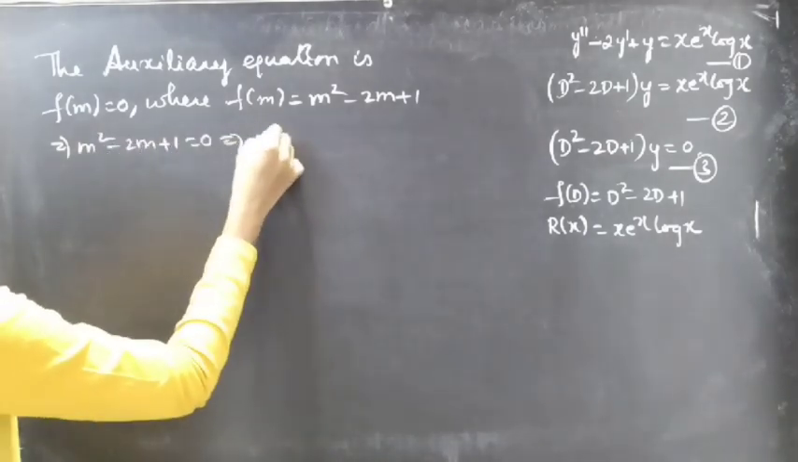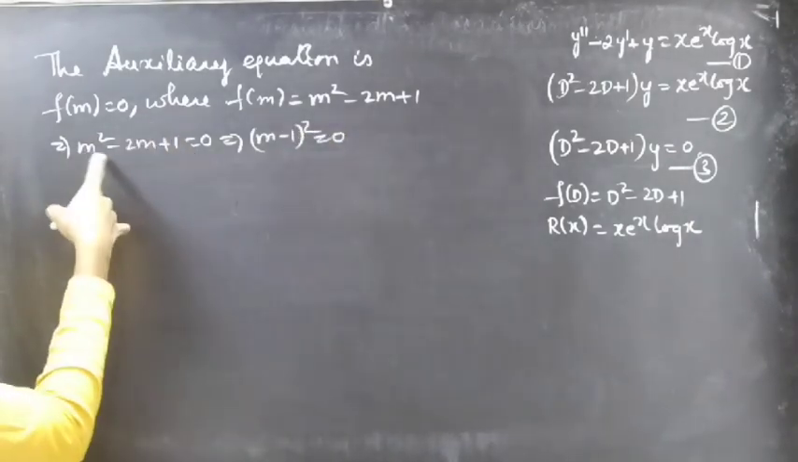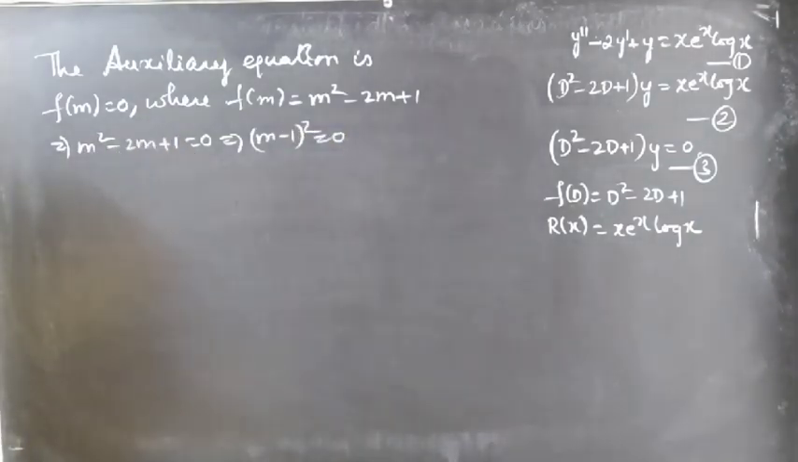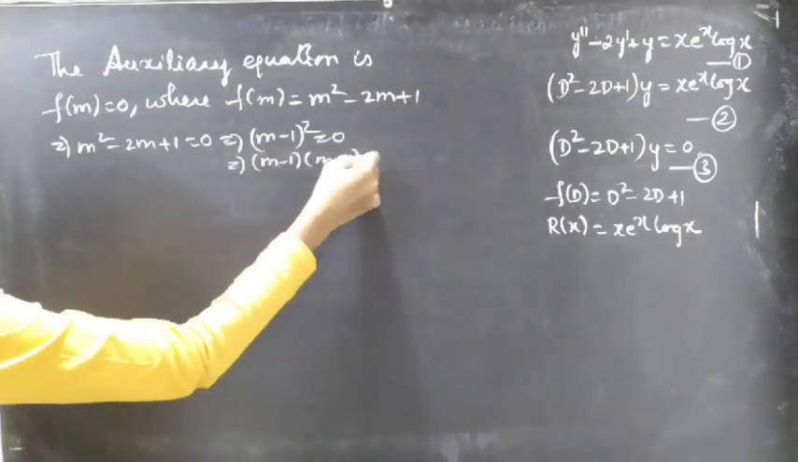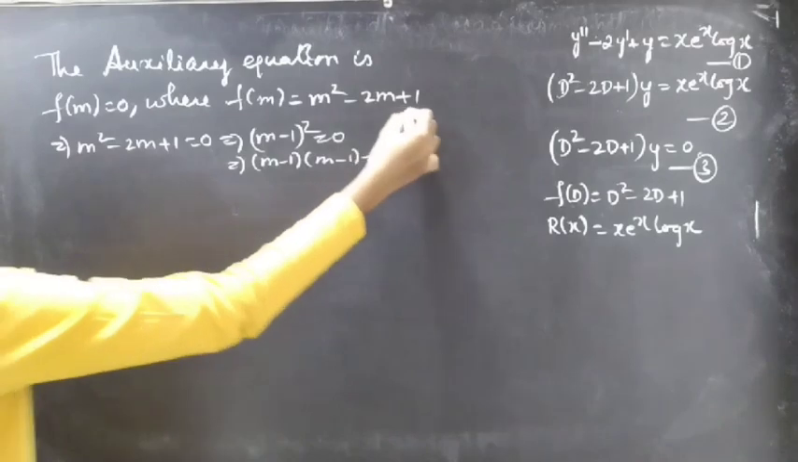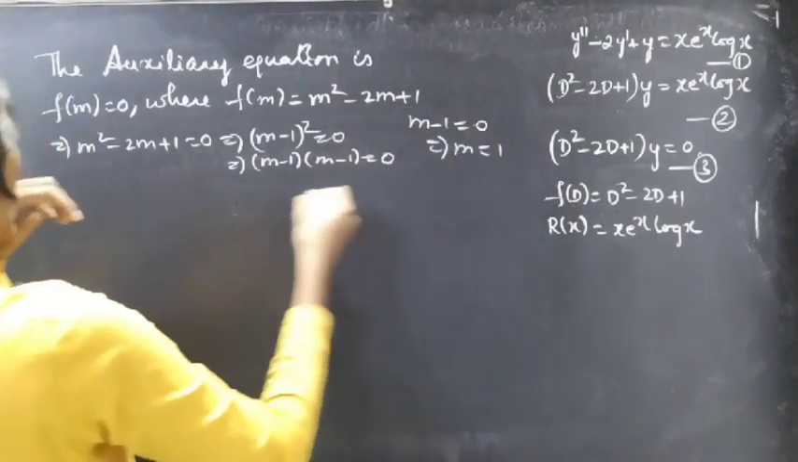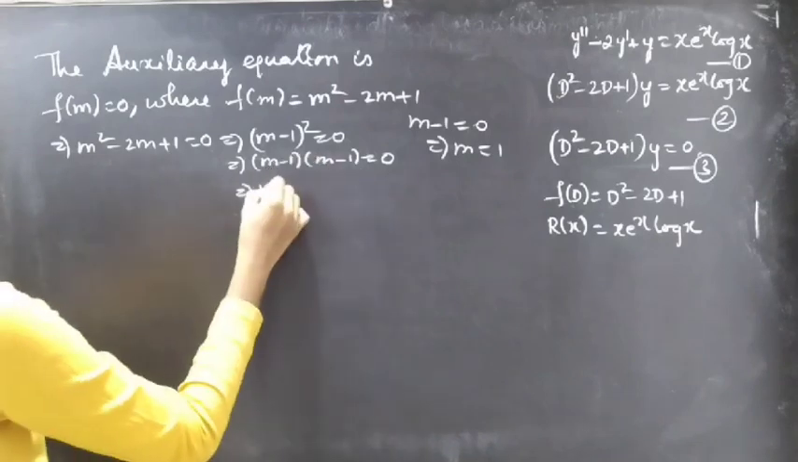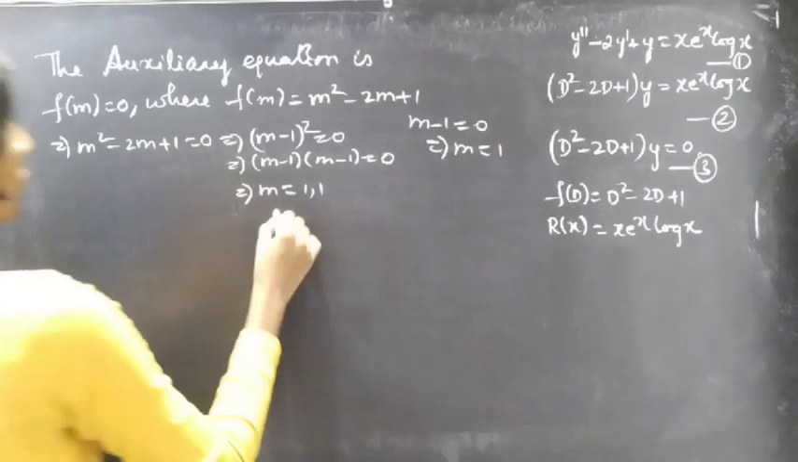We can write this as m minus 1 whole square, right? Because this is an expansion of m minus 1 whole square, and again we can write this as m minus 1 into m minus 1 equals 0. Now we equate each factor to 0. When m minus 1 equals 0, we get m equal to 1. Since m minus 1 is repeating twice, we get m equal to 1, 1. The roots are real and equal.